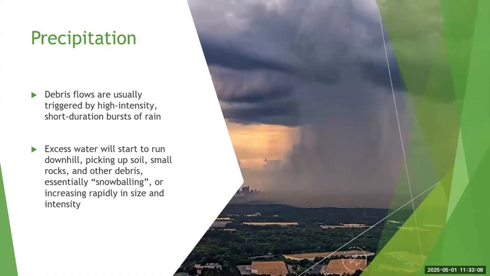Debris flows, like I said earlier, are usually triggered by high intensity, short duration bursts of rain. So as the water from precipitation starts to run downhill, that will pick up soil, small rocks, and other debris, and this will increase rapidly in size and intensity as more precipitation falls.